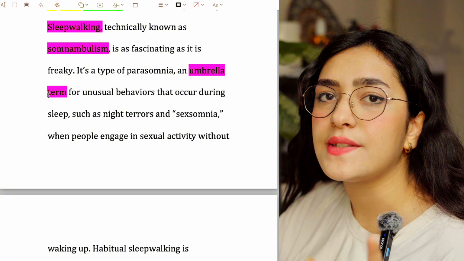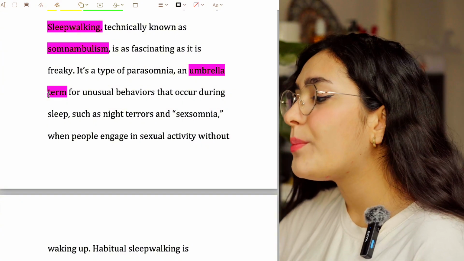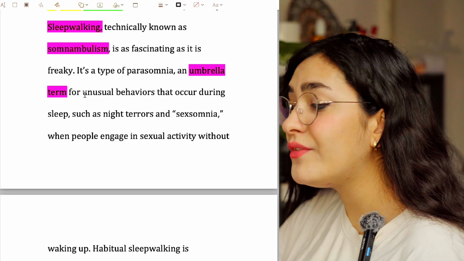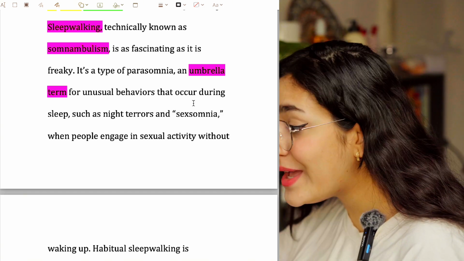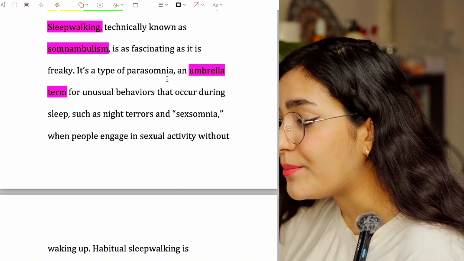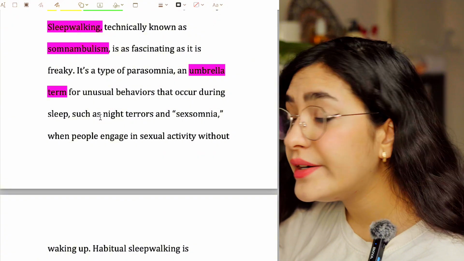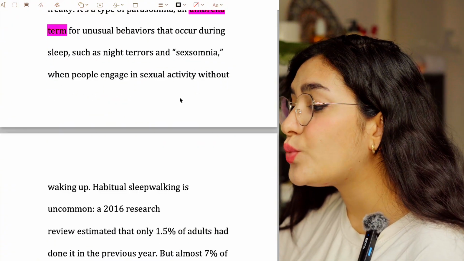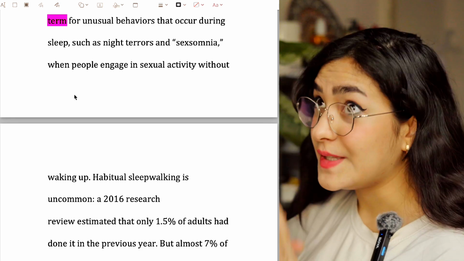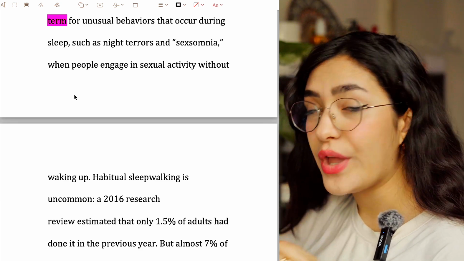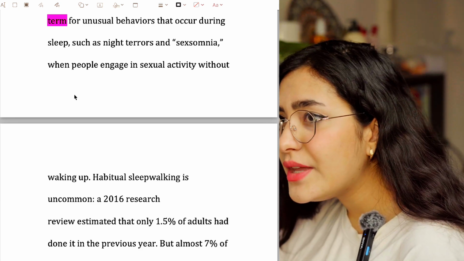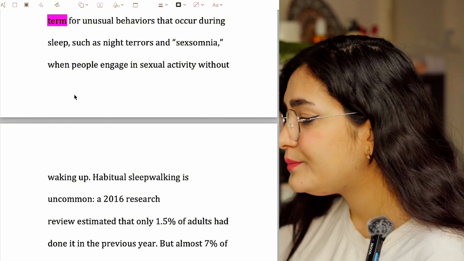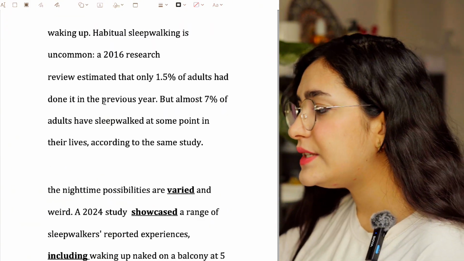So it's a type of parasomnia, either categories of one word. So parasomnia is an umbrella term for unusual behaviors that happen during sleep, such as night terrors or sexsomnia. Sexsomnia is when people engage in sexual activity without waking up. They're sleeping, but they are doing some sexual activities. So let's continue the article.